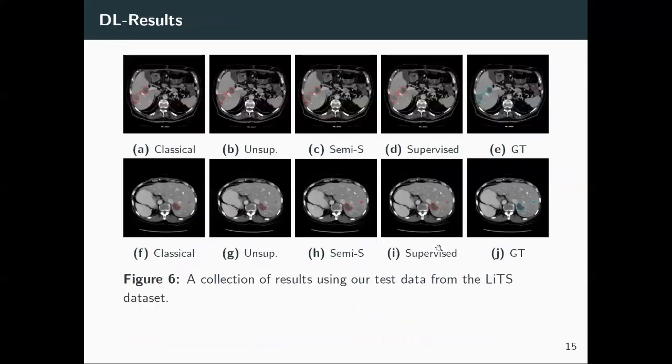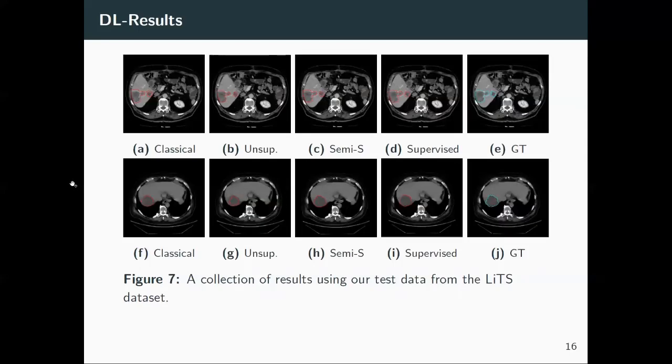And you can see some deep learning results. We display the classical formulation, the variational formulation, and these are the results from the unsupervised, semi-supervised, supervised, and this is the ground truth. We have another set of slides. In general, the supervised does outperform. The advantage of the classical formulation is that you do have room to tune the parameters if you wish.